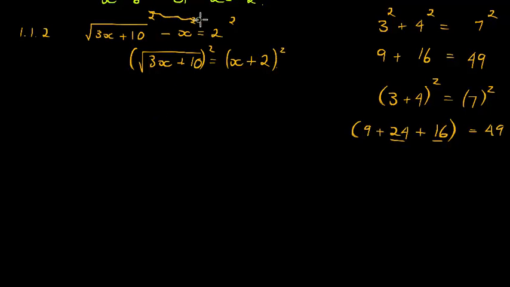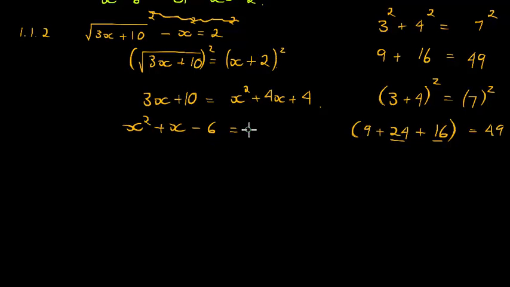Okay, so here I get 3x plus 10. And this one, if I multiply it out, I get x squared plus 4x plus 4. It's a quadratic equation now, so we just get everything by itself. So it's x squared plus x, and then the 4 and the 10 goes that side, that's negative 6 is equal to 0. Okay, you know what I'm doing, huh? Even if you can't calculate it as quick as me, you know how I'm getting there, isn't it?